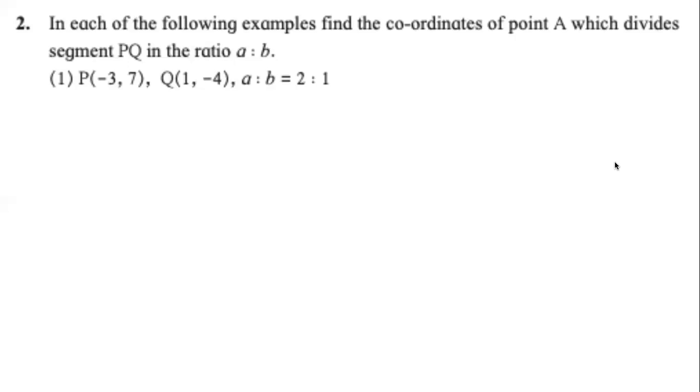Try question number 2, part 1 of practice set 5.2. It reads, in each of the following questions, find the coordinates of point A which divides the segment PQ in the ratio a is to b. P is given, that means x1, y1 are given. Q is given, that means x2, y2 are given. Instead of calling it m is to n, it says a is to b. No problem. Solve. Find out the coordinates of the point A.